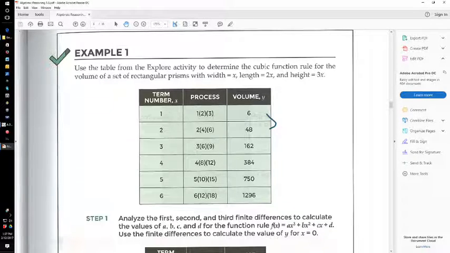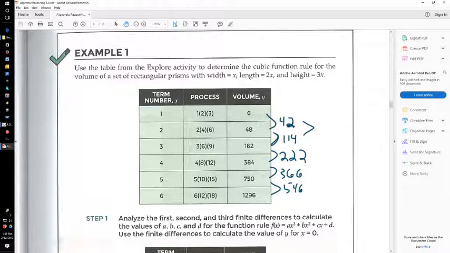So 48 minus 6 is 42. 162 minus 48 is 114. 384 minus 162 is 222. 750 minus 384 equals 366. 1296 minus 750 is 546. So that's the first difference. The first difference is not the same, therefore it's not linear.